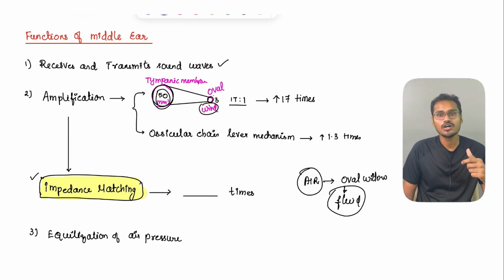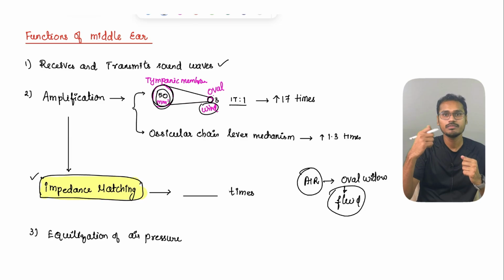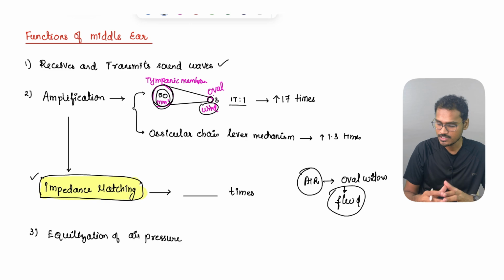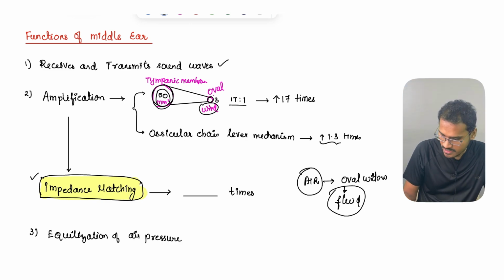The next thing is the ossicular chain mechanism. The malleus, incus and stapes act like a pulley. Whenever you use a pulley, it also increases the force of transmission, here by 1.3 times. What is the total increase? 17 times 1.3 is around 22 times.